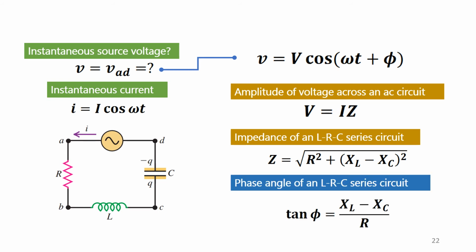Finally, the phase difference of V with respect to I is given by tangent phi is equal to XL minus XC over R. Note that the formulas for Z and phase angle are the same, regardless whether XL is greater than XC or vice versa. If XC is greater than XL, then we get a negative value for our phase angle.